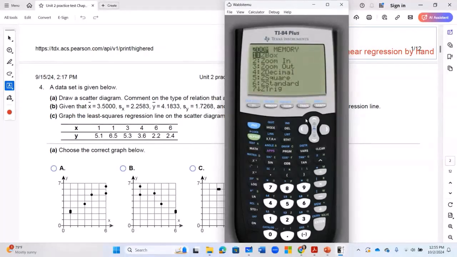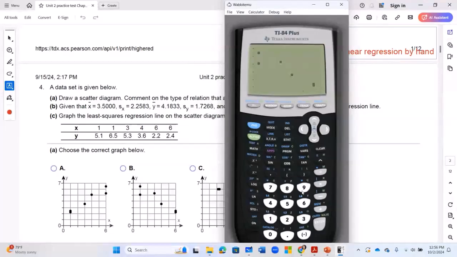So zoom 9 means zoom statistics. Anytime I zoom 9, I'm trying to tell my calculator to draw a statistical graph for me. So zoom 9, so I select, and I see that actually when I eyeball this scatter plot, the line of best fit will be a line with a negative slope.